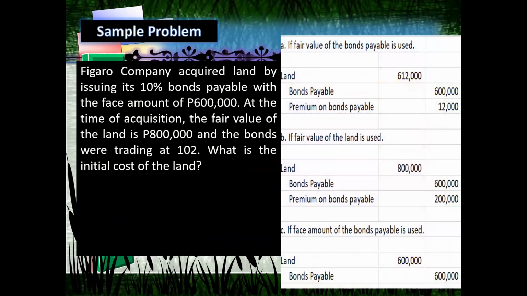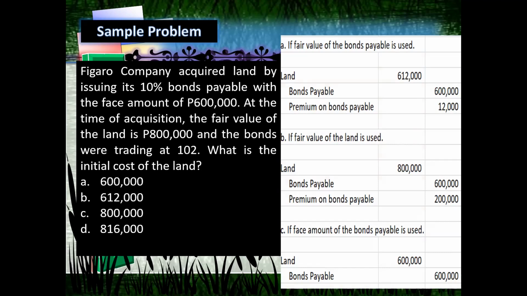So, what if ito yung sample problem natin, na si Figaro Company, nag-acquire siya ng land by issuing 10% bonds payable with a face amount of 600,000. So at the time of acquisition, the fair value of the land is 800,000 and the bonds are trading at 102. So what is the initial cost of the land? So, ayun yung mga choices.